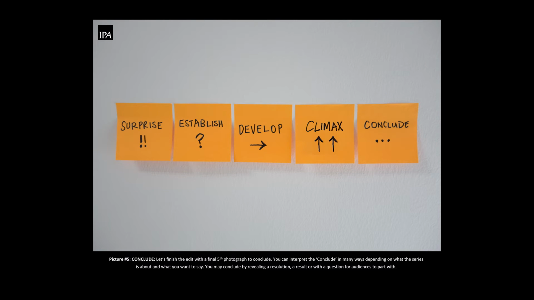Now let's add a fifth final picture to this set of images. Let's call it the concluding picture, conclude. So you have surprise, establish, develop, climax. Now your fifth one is conclude. Once again, go through the pile of images and pick one image that you feel concludes the story or the project. Now you can once again interpret conclude in many different ways depending on what the project is about and what you wish to explore or express. You may conclude by revealing a resolution, a result, or perhaps a question, an open-ended question for audiences to part with. So pick that picture, whatever it might be.